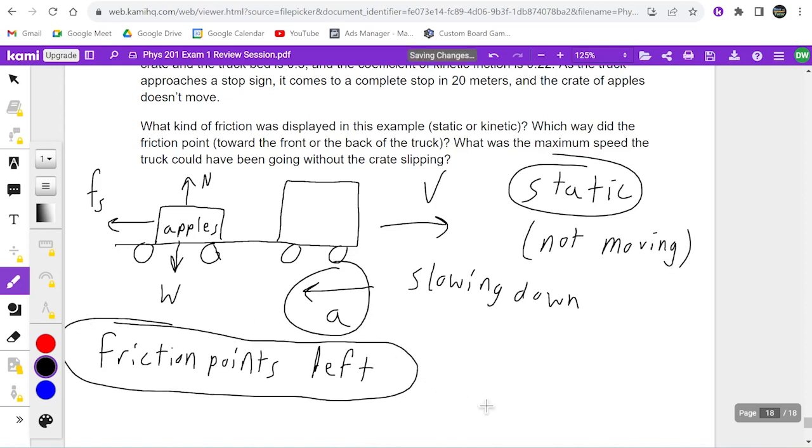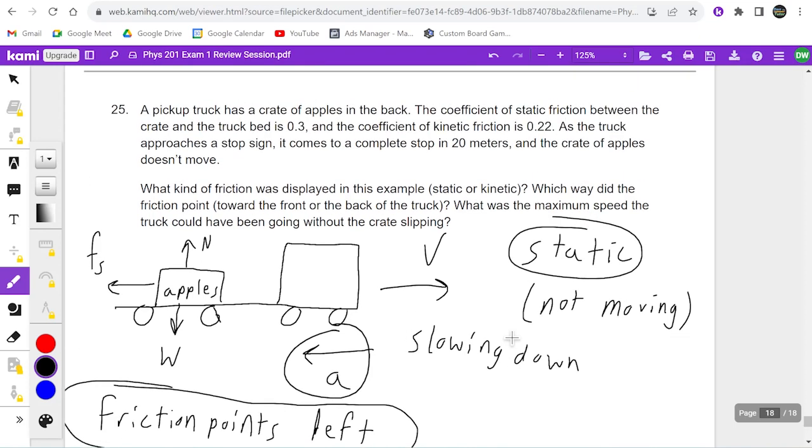Another way of thinking about it, which way do the apples want to go? Think about it when you're in the car and someone slams on the brake. You jolt forward, right? So what stops us from jolting forward is friction, basically. It moves in the opposite direction. So that's that answer. And then the only thing left is we need to find the maximum speed of the truck. This is probably going to be the most math-intensive problem of the day. Very complicated, a lot of variables. You will hate it, and I will like it. And that's what we're going to do.